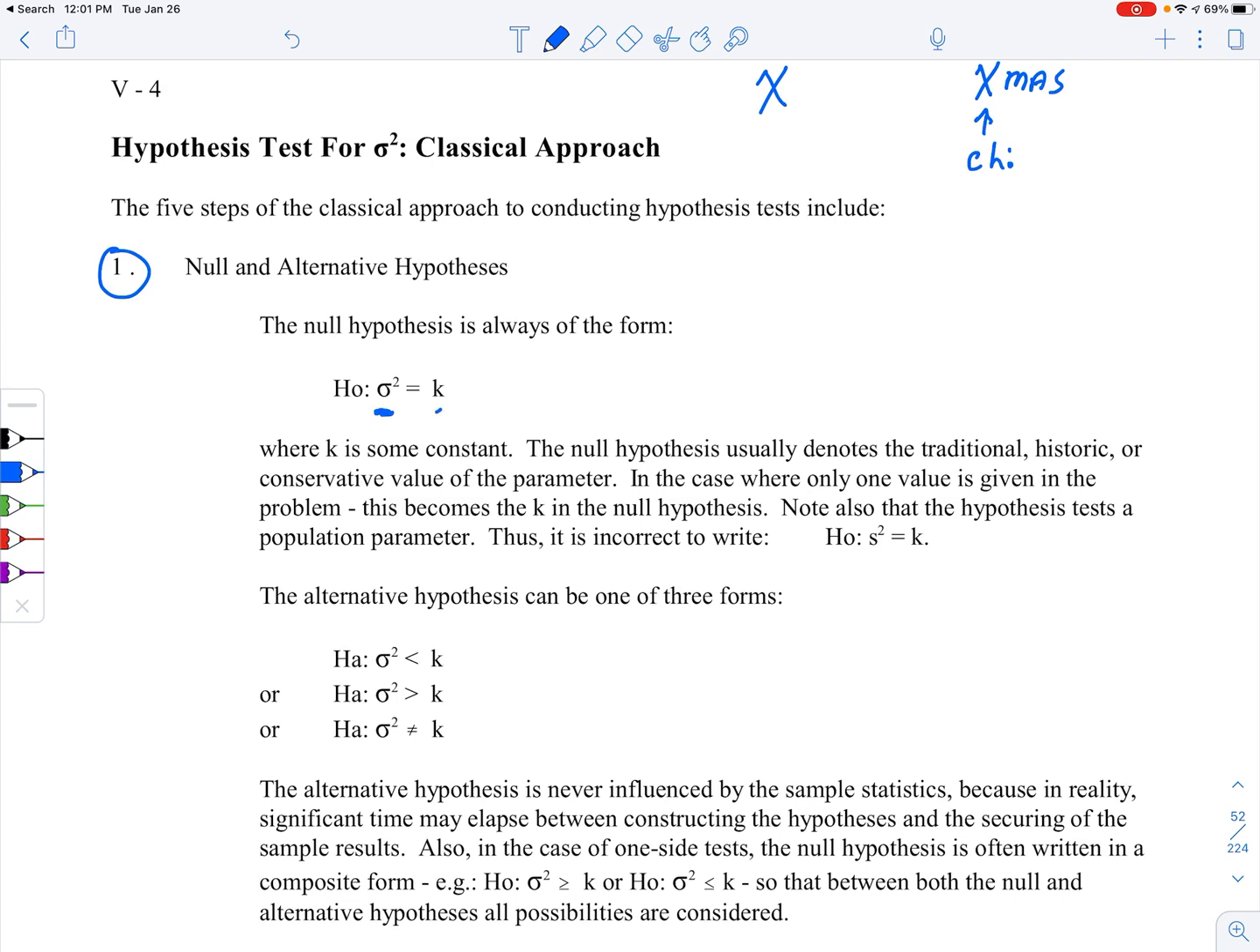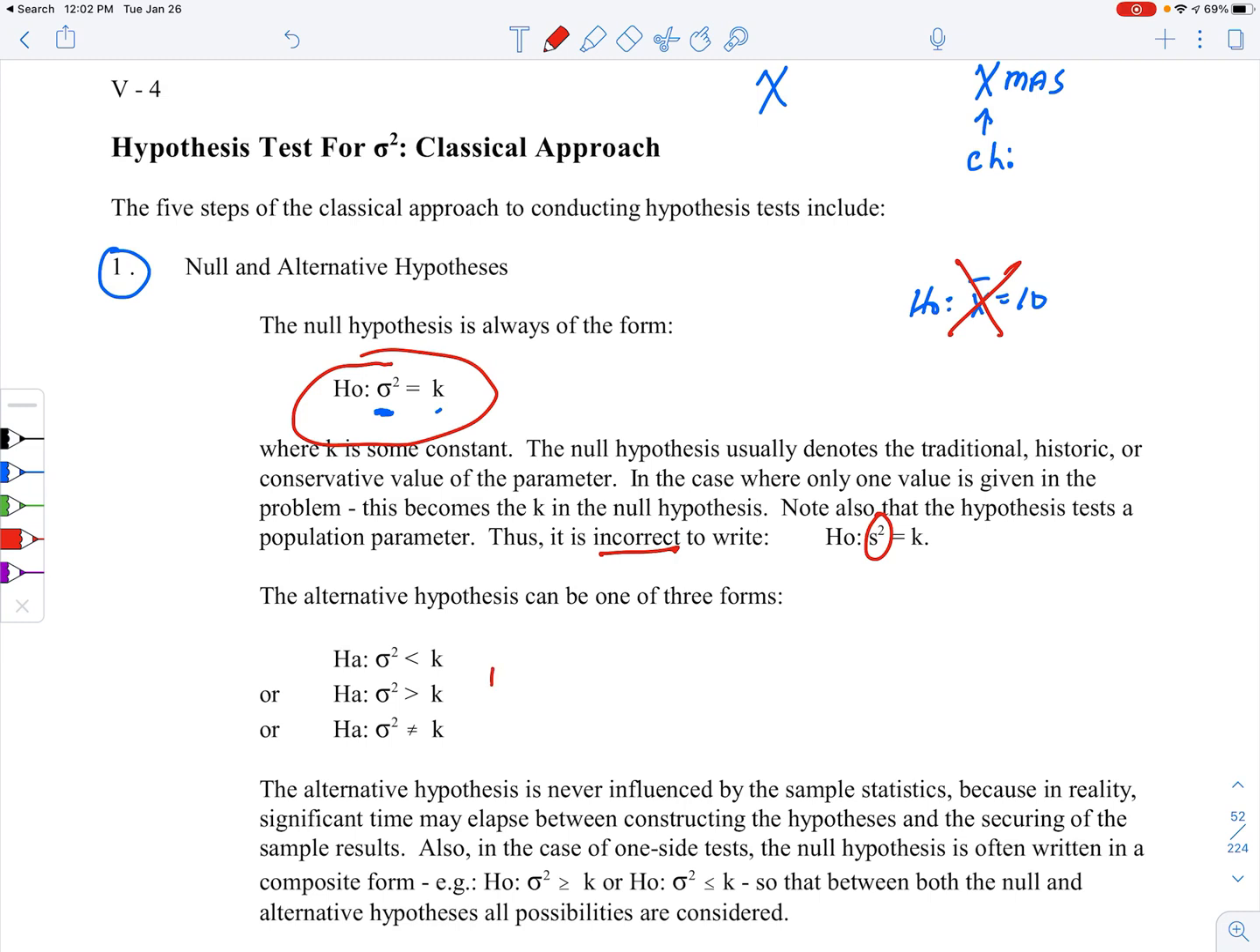And it's always equal to some number, it could be 10 or 100 or something, just like we had in Unit R, where we were testing that mu is equal to 120 or something like that. Just like it would be incorrect for us to put down that we're testing that X bar is equal to 10. Remember, we're never testing a sample statistic. We're using the sample statistic to test a population parameter. In the same way, we're never testing S squared or S. That would be incorrect to write it that way. So you're always testing sigma or sigma squared.